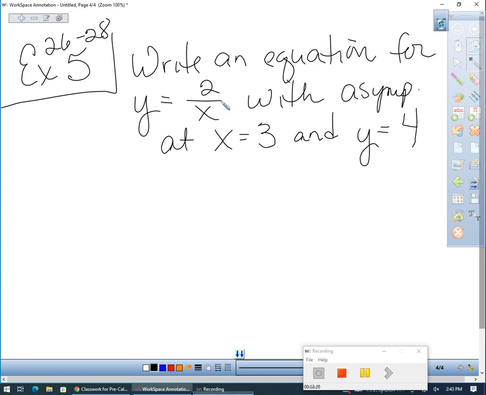All right, so we're going to start with this. We have y equals 2 over x. If I'm moving my asymptote 3 to the right, what does that tell me I'm going to put in my equation? Minus 3, right? That tells me I'm going to the right 3. And if I'm moving up 4 on the y-axis, plus 4. Last 2 problems, all you've got to do.